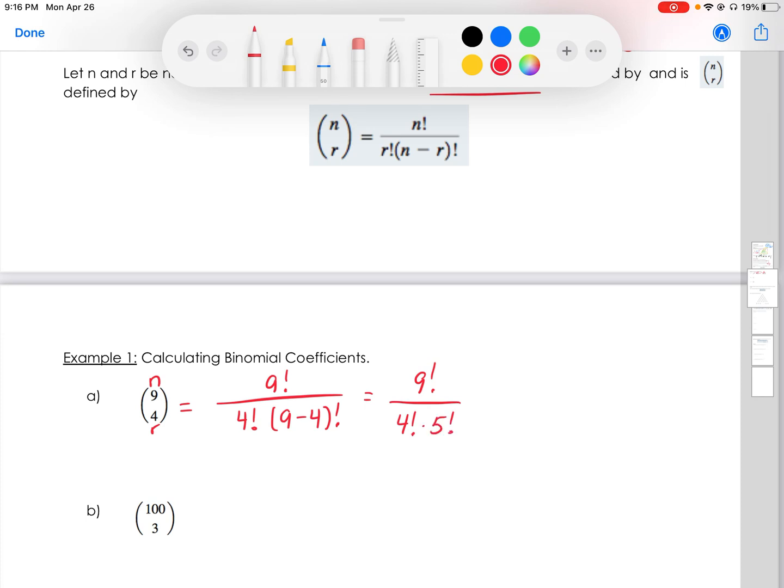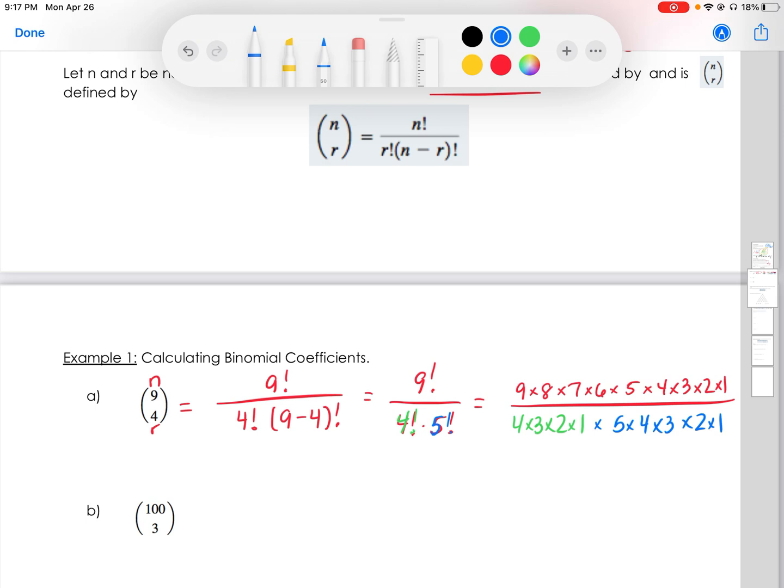And we have a few ways of doing this, but let's write out real quick. We won't always have to do this, but let's write out what it means. So that really means 9 times 8 times 7 times 6 times 5 times 4 times 3 times 2 times 1. 4 factorial is going to give us 4 times 3 times 2 times 1. And then 5 factorial is going to give us 5 times 4 times 3 times 2 times 1.